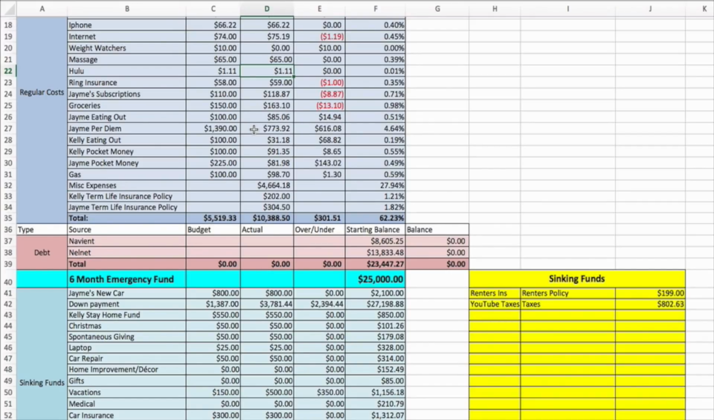Kelly pocket money, I spent $91.35. So I was $865 under. Jamie pocket money, he spent $81.98. So he was $143 under budget.